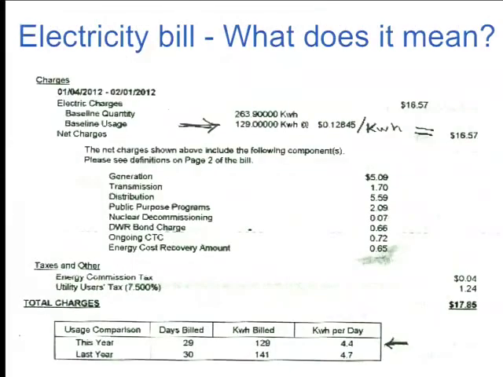Yeah. So my bill this time, I got it off cheap, was 263 kilowatt hours. Oh yeah, you see, 263 kilowatt hours. But that's my quantity. If I use less than that, they charge me low. So I only used 129, and they charge me 12 cents a kilowatt hour. So I ended up paying $16.57 for those 129 kilowatt hours.